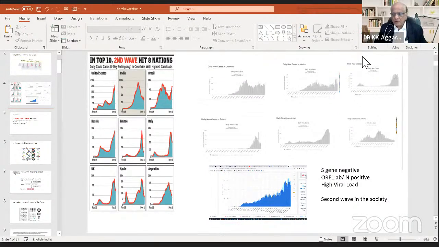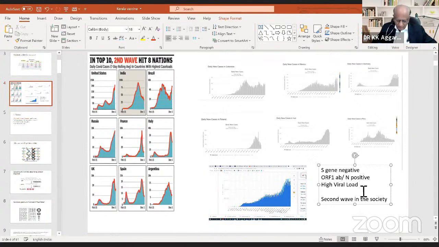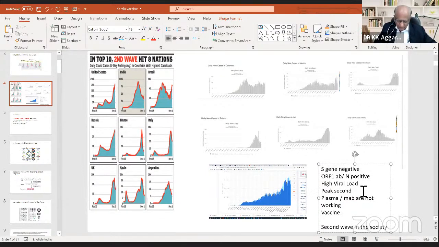Anyway, whatever it is. How will you suspect a mutation first? Either you are seeing a second peak in the society, as happened in the UK and South Africa, or suddenly you find your molecular diagnostic tests are not working. For example, your S gene test is showing an abnormal report, or the plasma or monoclonal antibodies are not working, or there is vaccine failure. Whenever you get these things in the society, you start suspecting that there is a mutation.